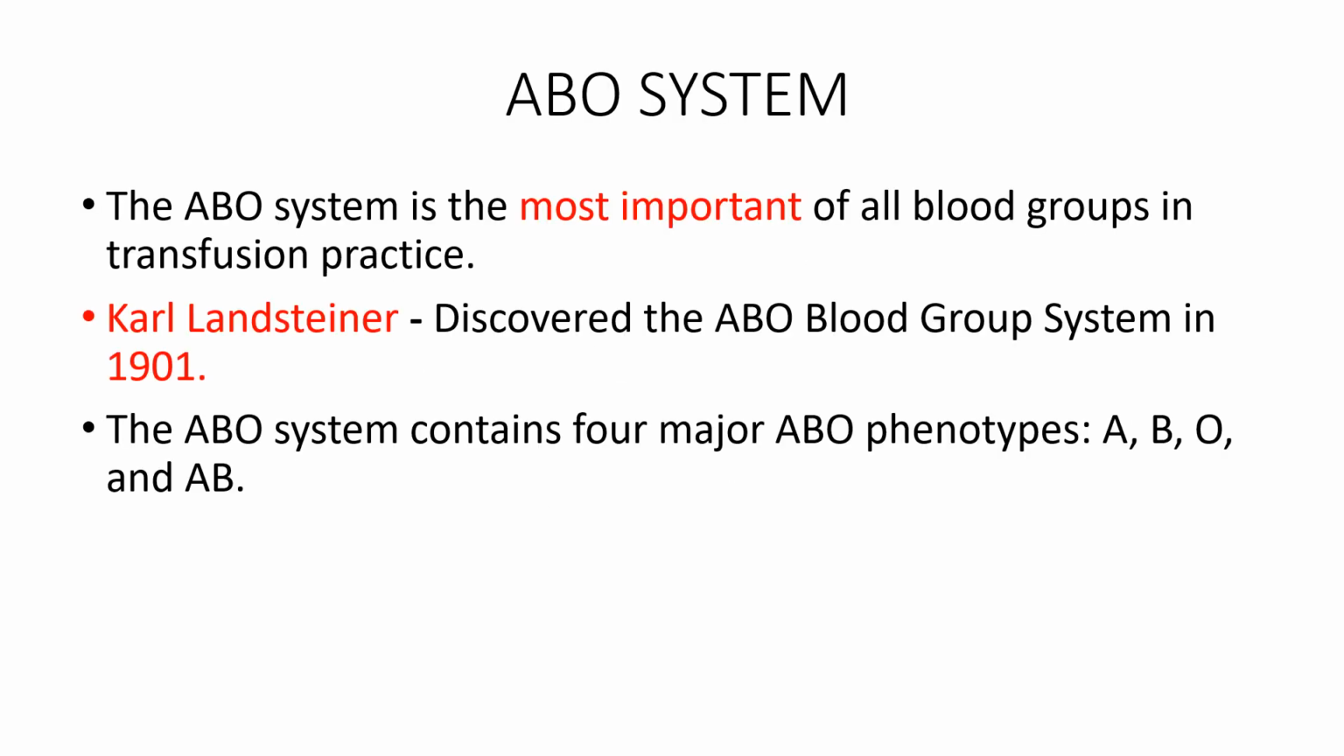So you can see that the ABO system is the most important of all blood groups in transfusion practice. It was discovered by Karl Landsteiner in 1901. The ABO system consists of the ABO phenotypes A, B, O, and AB. We all know that these are the four blood groups that we always talk about. That is the ABO: A, B, O, and AB.